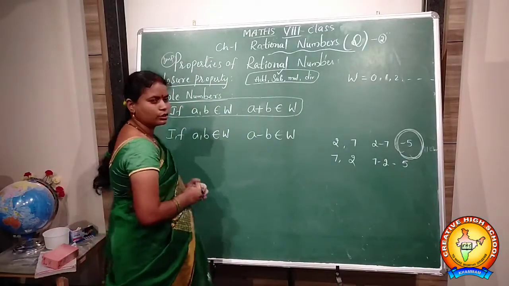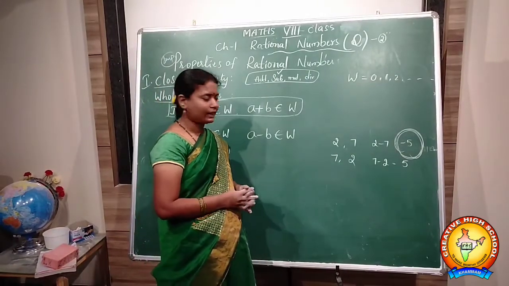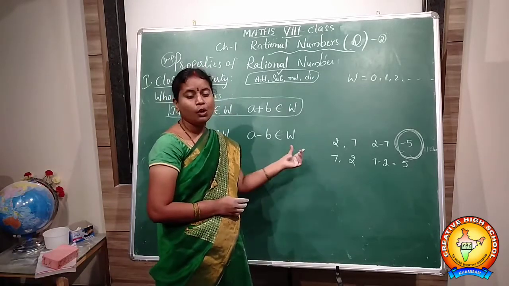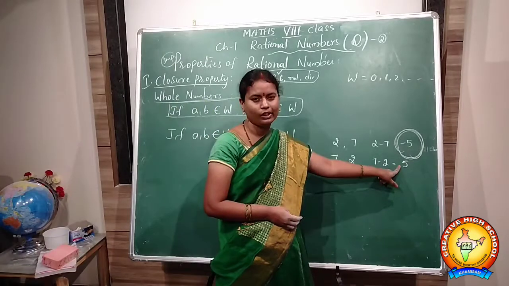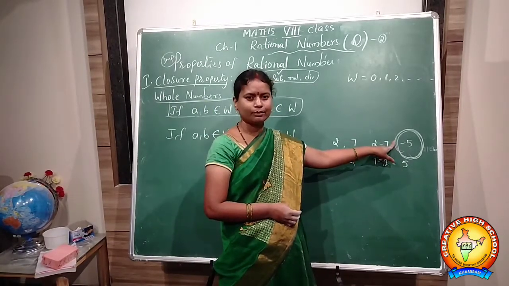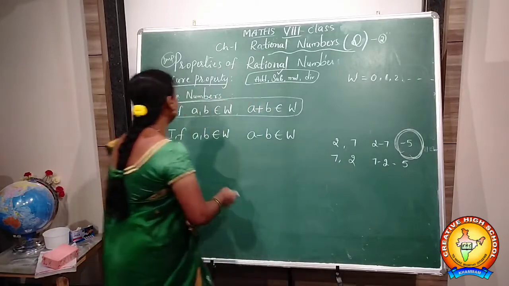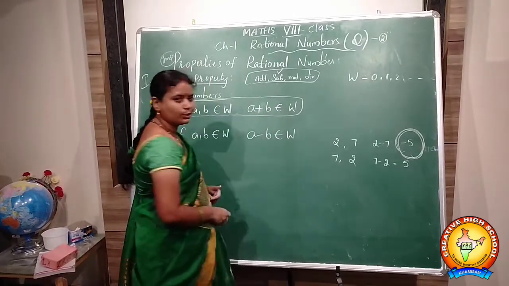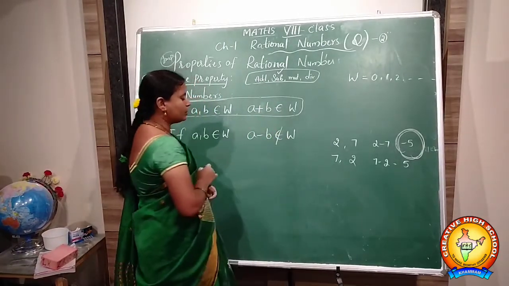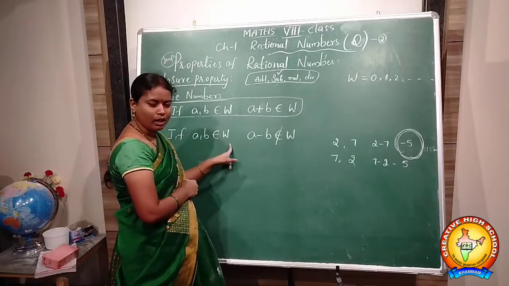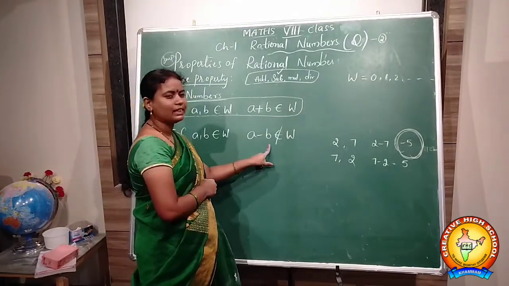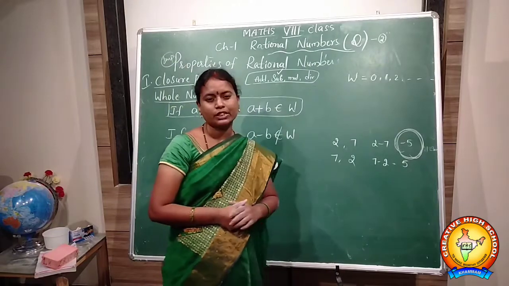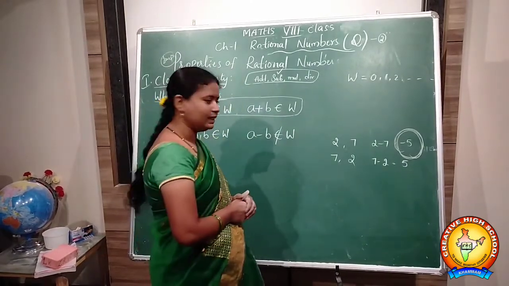When A and B belong to whole numbers, if we subtract those two whole numbers, we do not always get a whole number as the answer. Only in some situations we get whole numbers, not in all situations. So that's why the closure property of whole numbers under subtraction is not satisfied. When A and B belong to whole numbers, A minus B does not always belong to whole numbers.